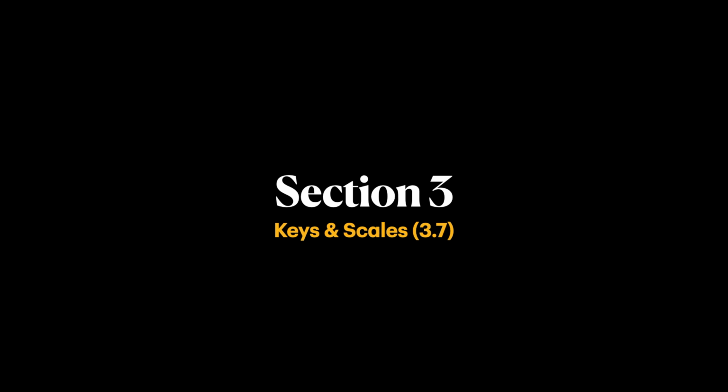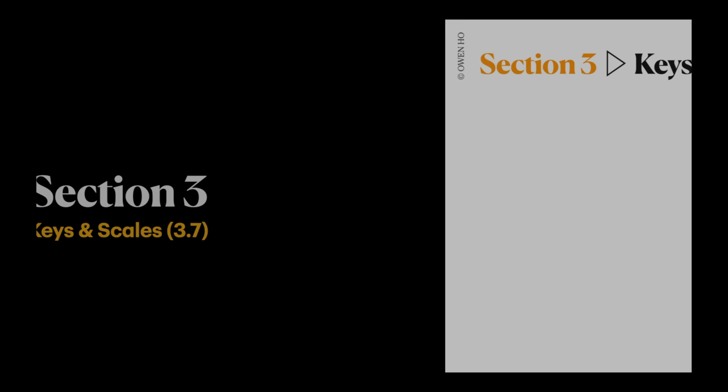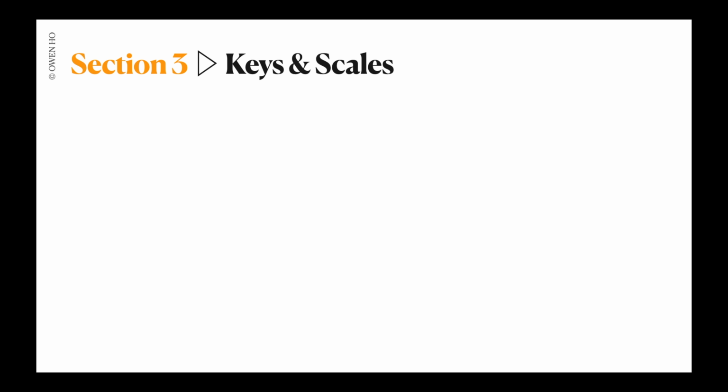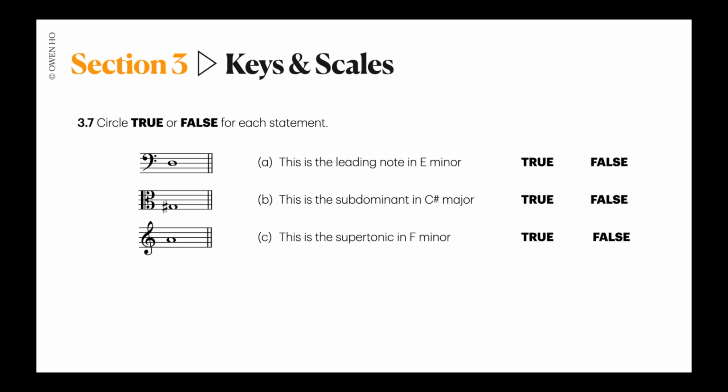Section 3.7. In this section, you will see questions like this. Circle true or false for each statement. And you will see statements like this. A. This is the leading tone in E minor. B. This is the subdominant in C sharp major. C. This is the supertonic in F minor.